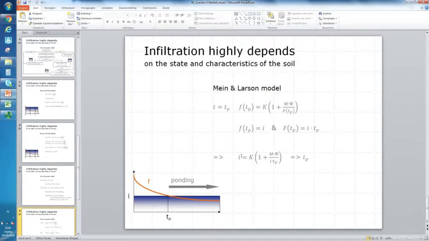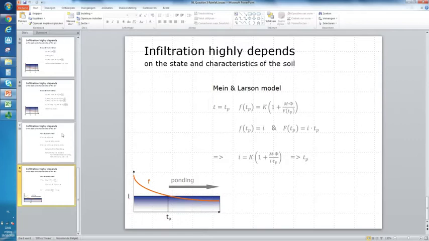And a way to calculate that is by these formulas, because at time t is Tp, we actually know that the infiltration capacity is exactly equal to the rainfall intensity. And in that way, we can calculate the value of Tp. So that's the theoretical introduction to this part.